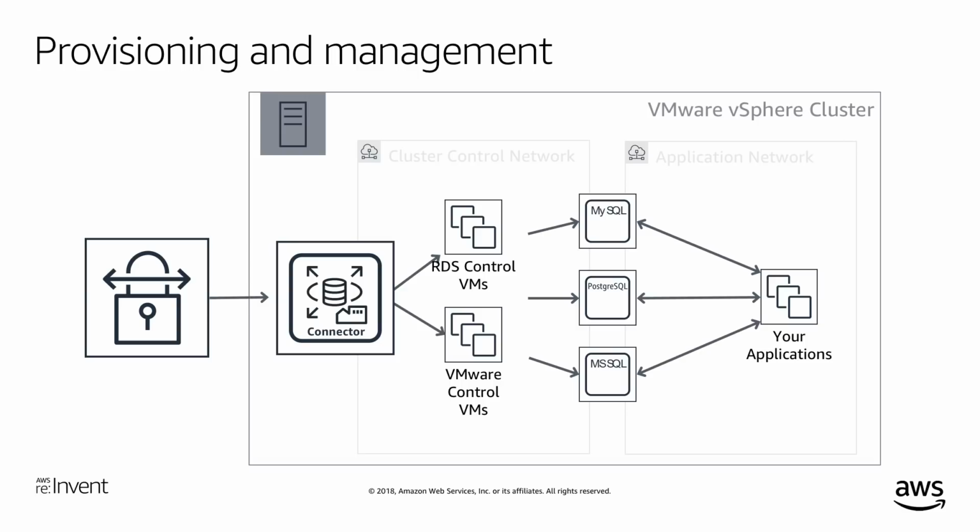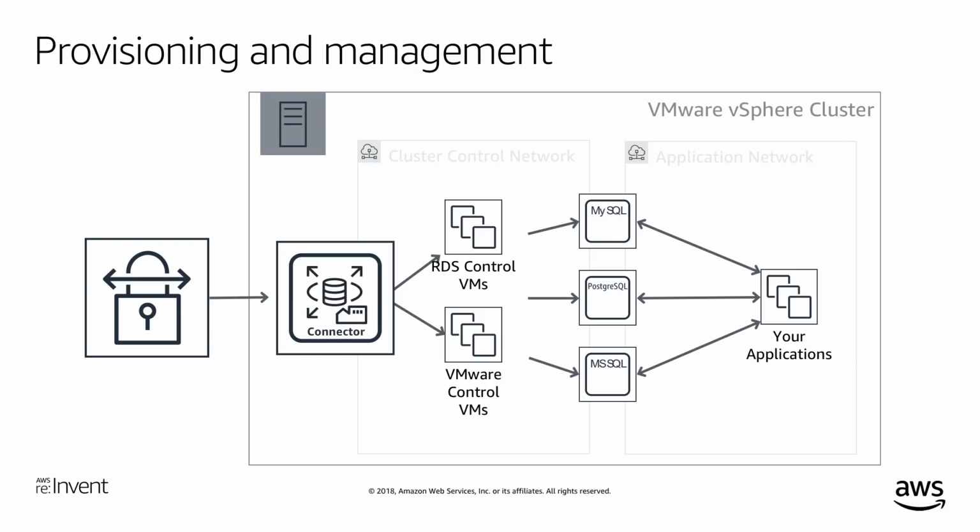And then there's the application network, which would be akin to a customer's VPC, in which that RDS instance exists from a connectivity standpoint. And so within that cluster control network are going to be the RDS control virtual machines and the VMware control VMs that are going to act on behalf of the AWS management console to manage your RDS solution on VMware and in your on-premise data center.